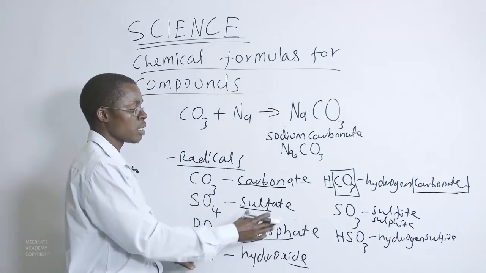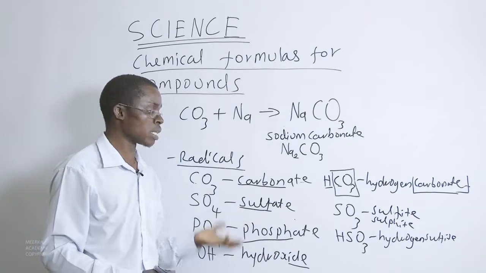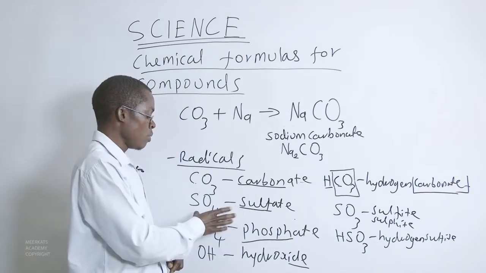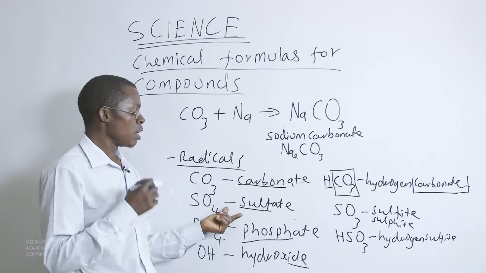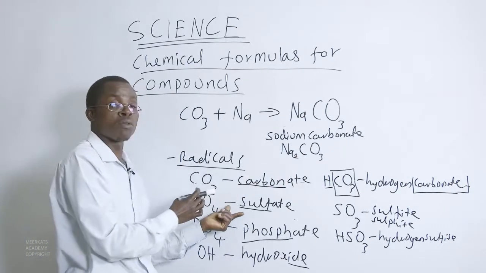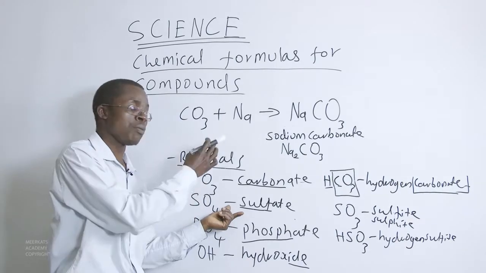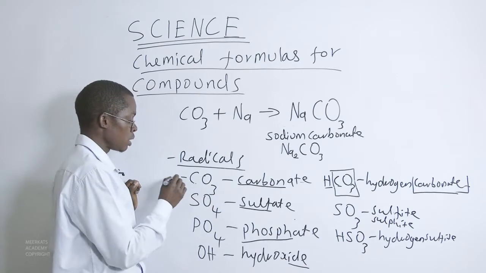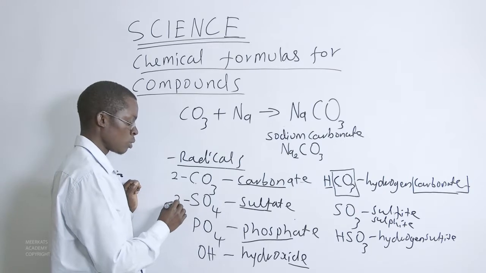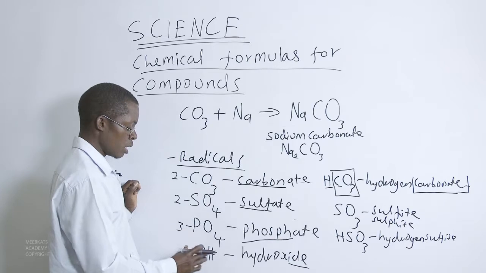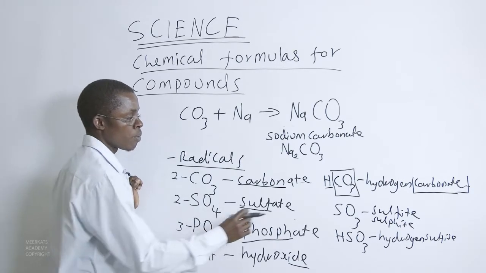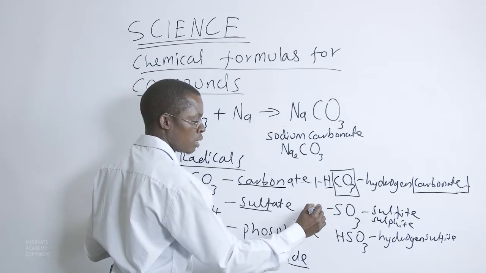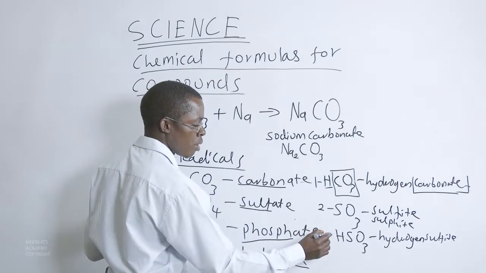All of these radicals, and remember I said these are not the only radicals we have, there are so many, this is just an example, have their own respective combining power, which I want to give based on the ones we have at the moment, so that whenever you are writing any formula, you also put into consideration the combining power of that particular element or radical. For our first radical, carbonate, the combining power is 2. For sulfate, combining power is 2. Phosphate, combining power is 3. Hydroxide, combining power is 1. Hydrogen carbonate, combining power is 1. Sulfite, combining power is 2. Hydrogen sulfide, combining power is 1.